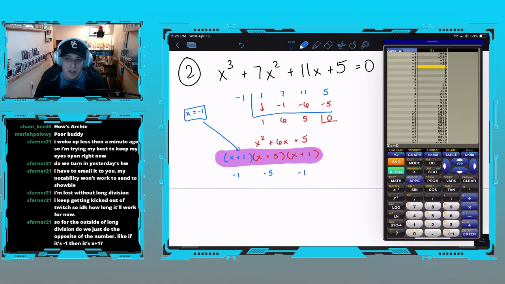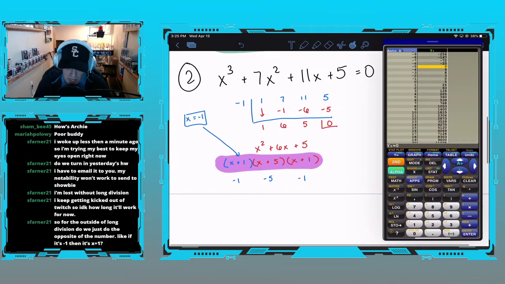Do we just do the opposite? So yes, Sierra, because you have to change it into a factor. So if you're going to do that second one with the long division, you just have to change this right here into that x plus 1 and put it on the outside. And if you solve it all out, Sierra, you should get this answer of x squared plus 6x plus 5 on the top.